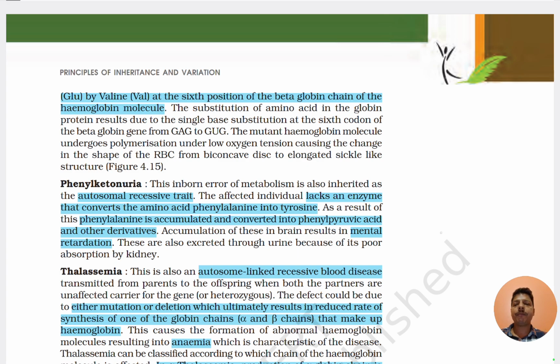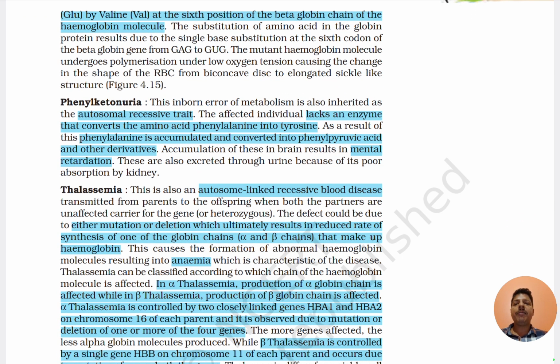Coming to phenylketonuria, the inborn error of metabolism, it is also an autosomal recessive trait, and there is a lack of the enzyme that converts the amino acid phenylalanine to tyrosine. As a result, the phenylalanine is accumulated and converted into phenylpyruvic acid and other derivatives, and accumulation of these in the brain results in mental retardation. They are also excreted through the urine because of their poor absorption by the kidney. This is phenylketonuria.